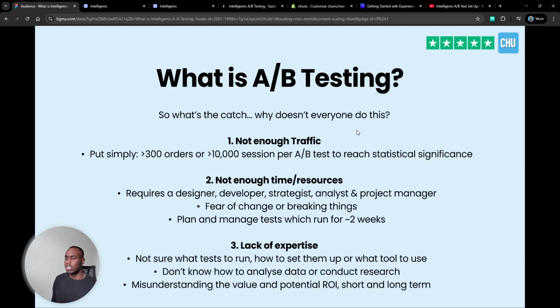So what's the catch? Why doesn't everyone A/B test? There are three main reasons. The main reason is not enough traffic.